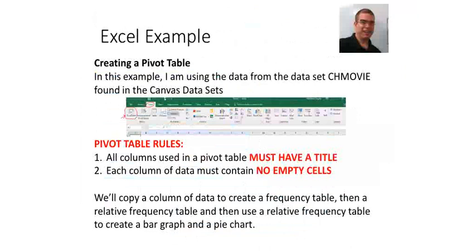But we're going to use the dataset CH movie, which I have in the Canvas dataset. So let's go to Canvas now, and I'll show you where to get that dataset, and you can pause and open it up as soon as you're ready.